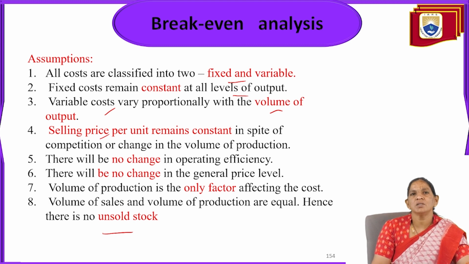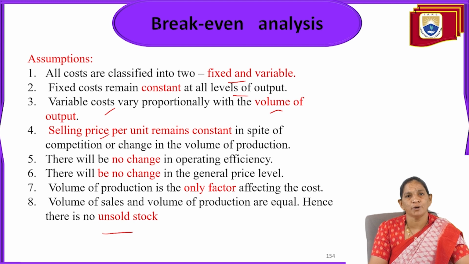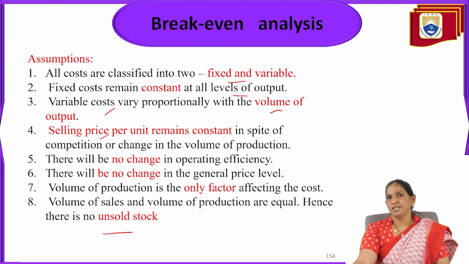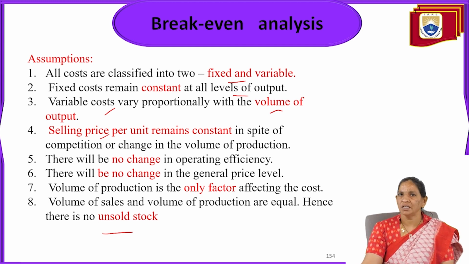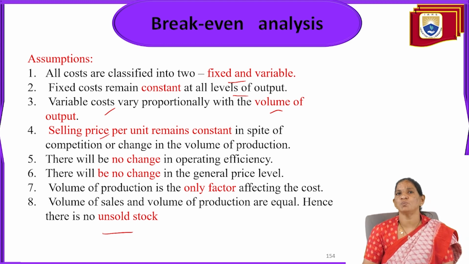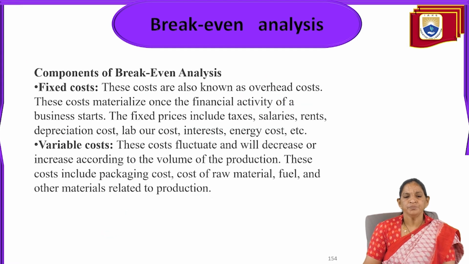So maybe if you have unsold stock, the production units may be 10,000, and as we have unsold 1,000, the goods that went into the market will be 11,000. Means there will be a change between sent units and produced units, and it becomes difficult to calculate the price or the selling amount we get for this break-even analysis. So when you want to find the break-even, that is the no profit, no loss point in the organization, we should follow these assumptions.